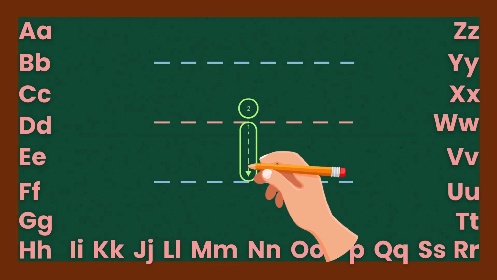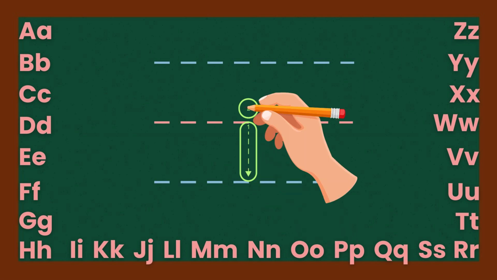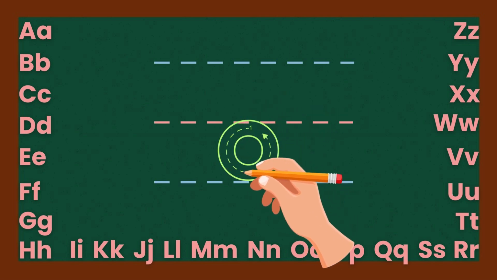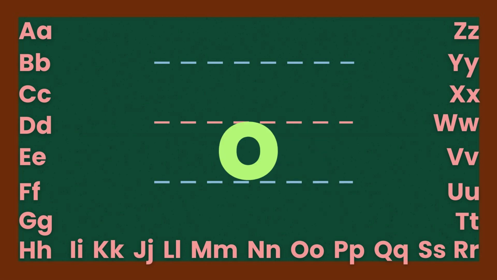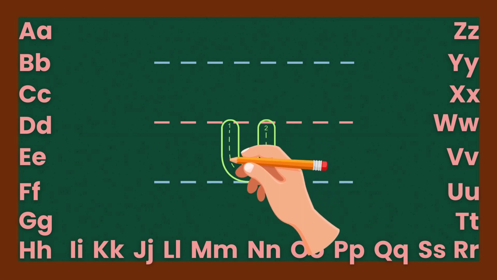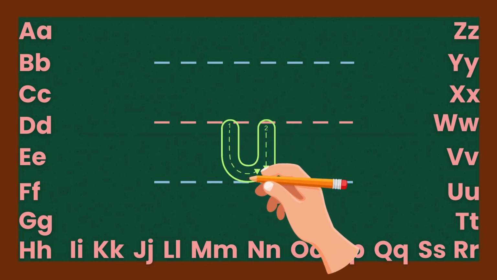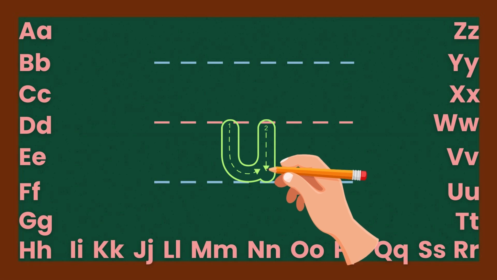I is just a simple line with a dot on top. O is a small round shape, just like a circle. U looks like a little cup. Start at the top, go down, curve up, and make a short line.